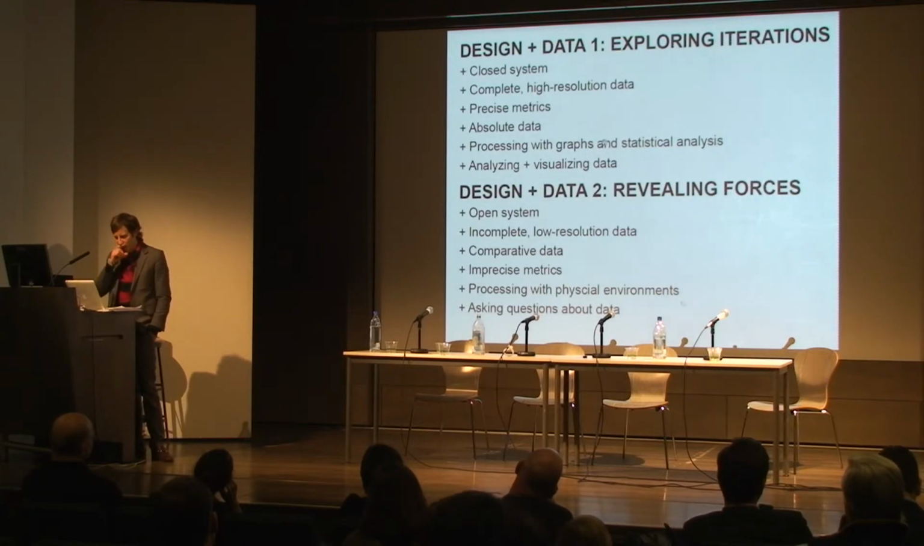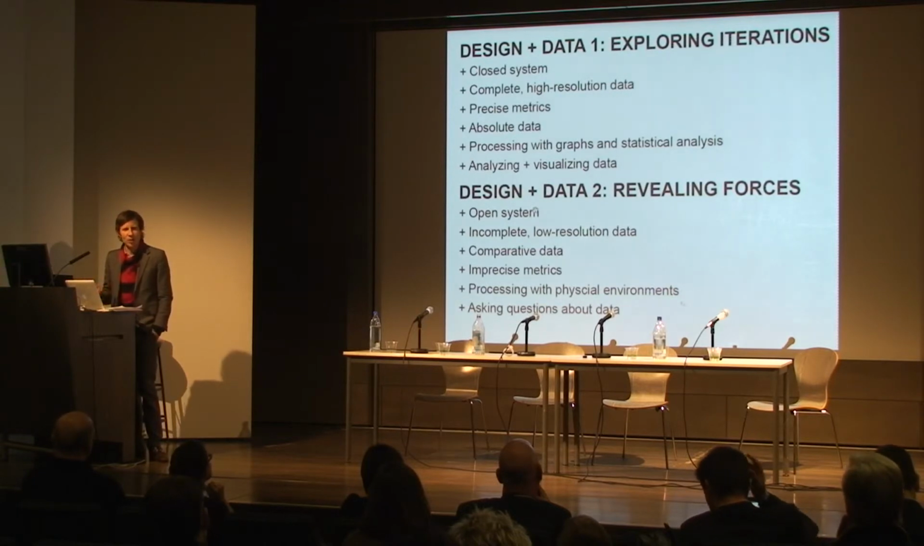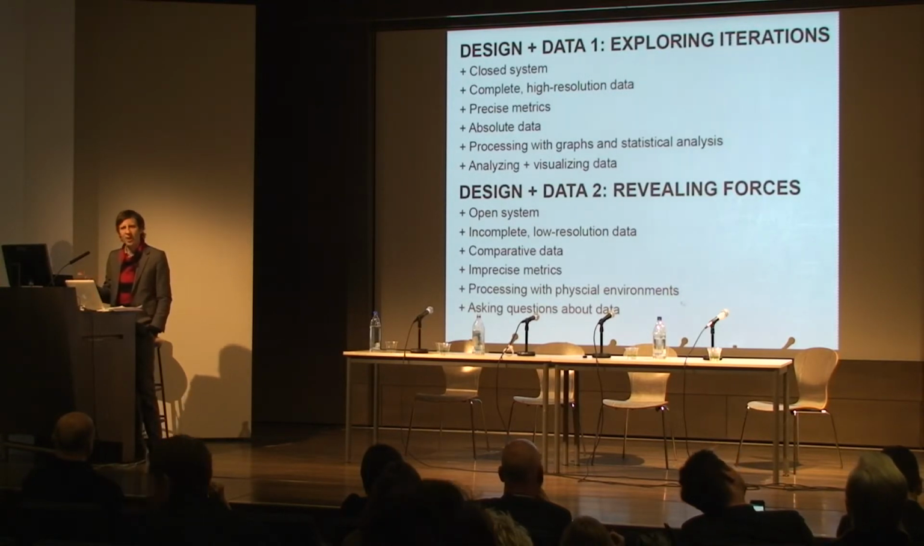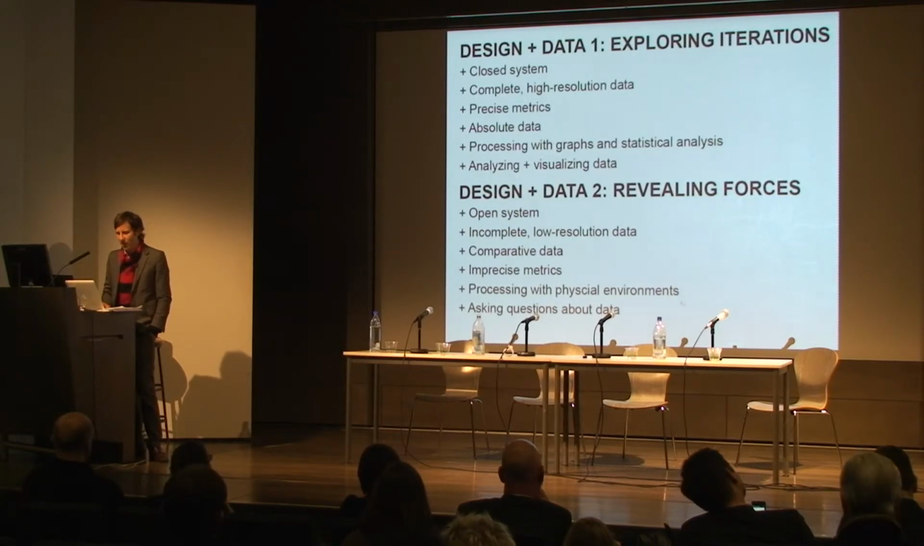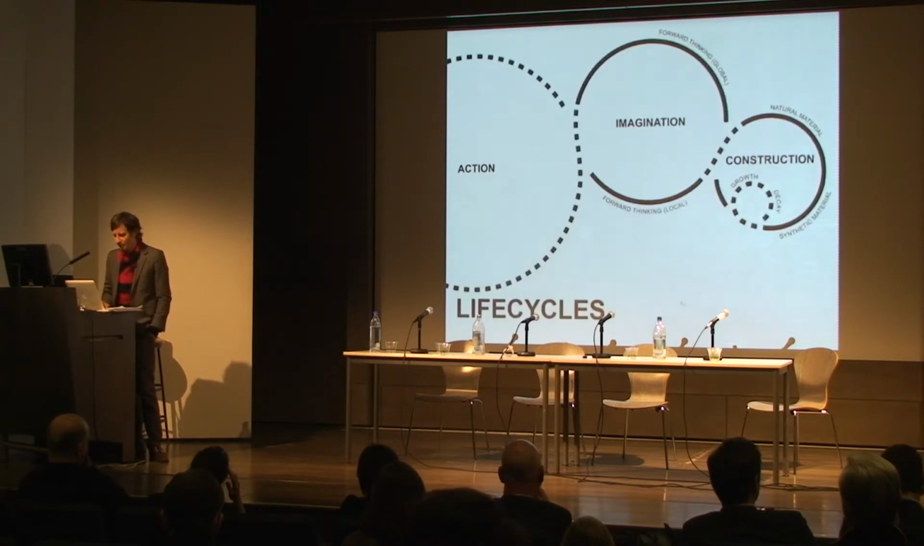But a second type of project that I'll explain very quickly is kind of a counterpoint for me. And one of the reasons I wanted to describe the first project is to compare it now to the second type of project. The second type is more about revealing forces in the environment rather than exploring design iterations. It's an open system. It's deliberately kind of low resolution, incomplete data. It's comparative data rather than absolute data. And really, it's trying to encourage asking questions about data. We saw some great examples of that in the last panel, rather than simply just solving problems through data.